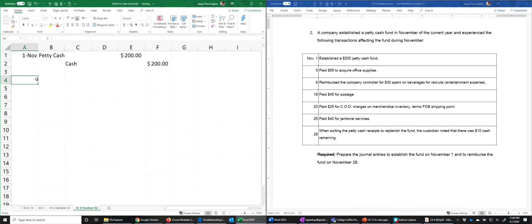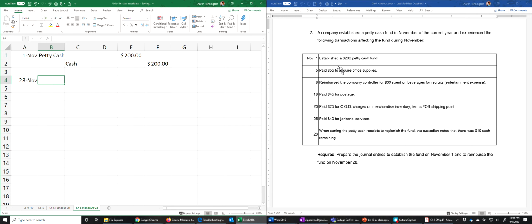All right. Now, a lot of times when I use this demo, a lot of us journalize the transactions date by date, but that's not the way it works with petty cash. And the reason that we can ignore the date is because they're usually relatively small transactions, and so we only record them when the fund is reimbursed, or in this case happens on November 28th. So we'll go through the transactions, but our next journal entry happens on November 28th.